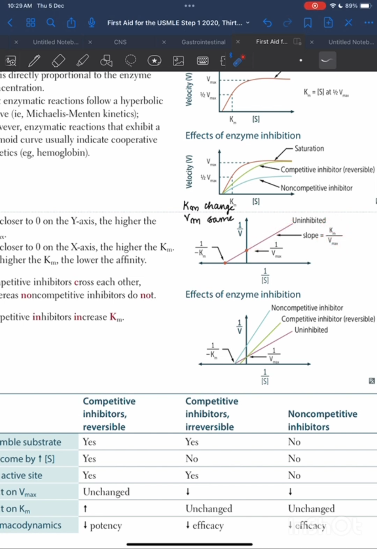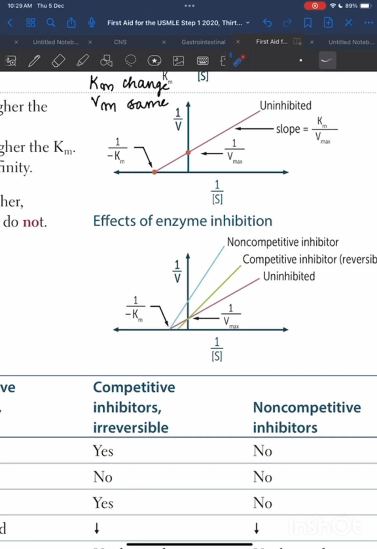Okay, now we will discuss what happens in competitive inhibition. What I said, in competitive inhibition, Vmax is the same, and Km increases, right, in competitive inhibition.